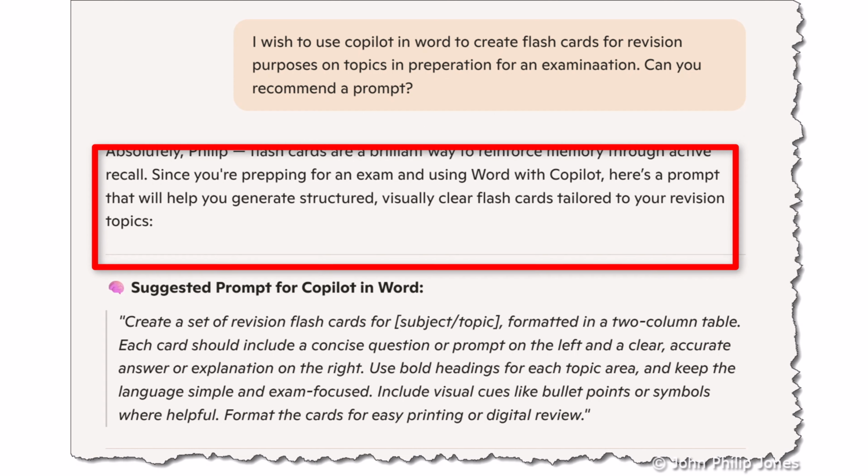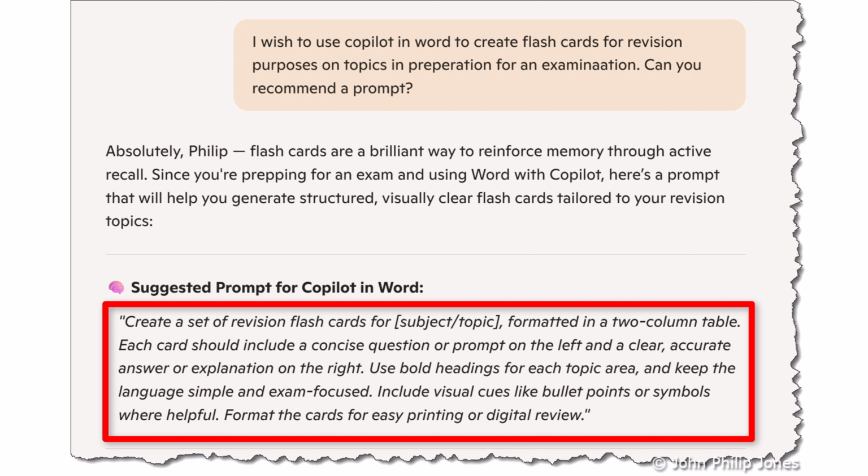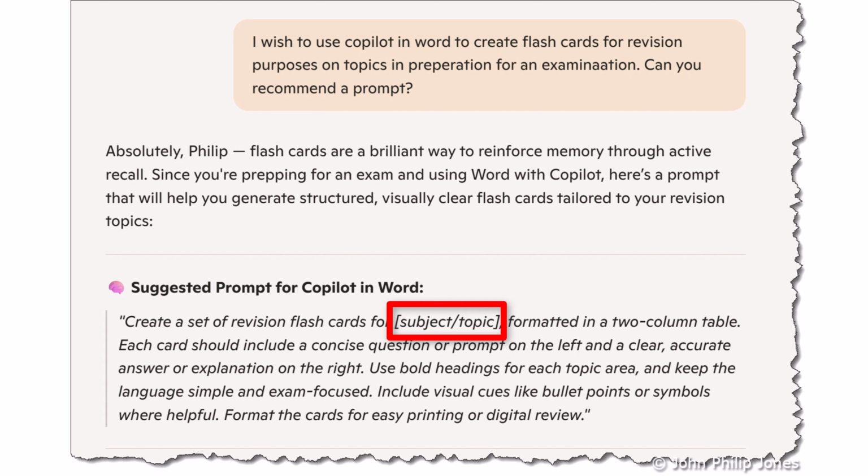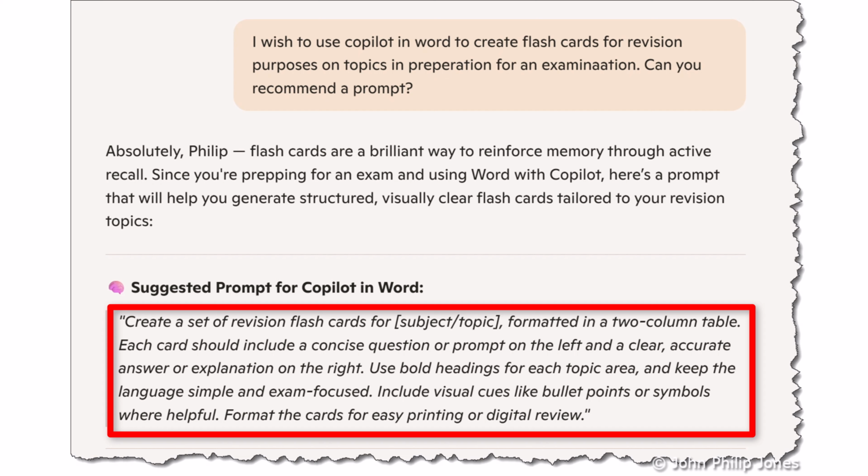And I copied this prompt and I pasted it into Copilot within Word. And instead of these square brackets here, I put History of Canterbury. Of course, you could put anything you liked here. Another topic, for example, if you're studying electrical principles, could be Ohm's law, and it would produce you flashcards on Ohm's law. So I would keep this prompt and ask it to create revision flashcards on other topics.